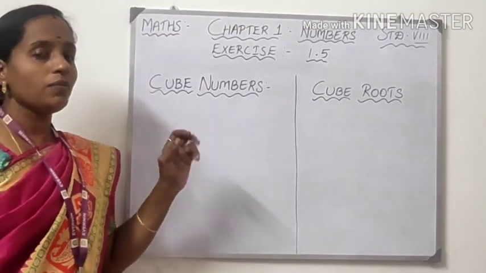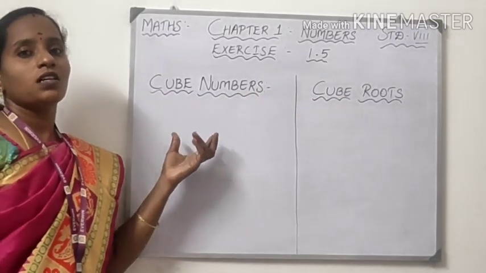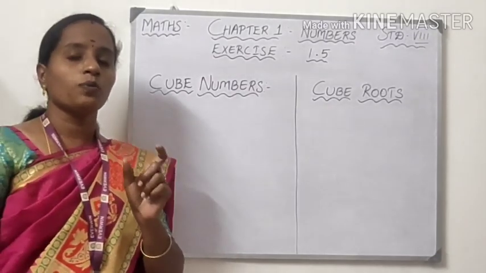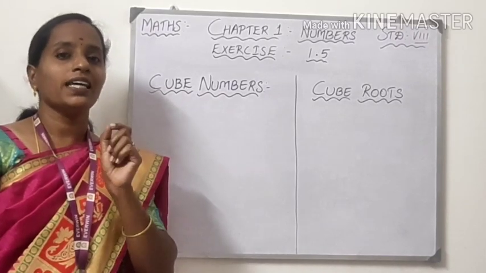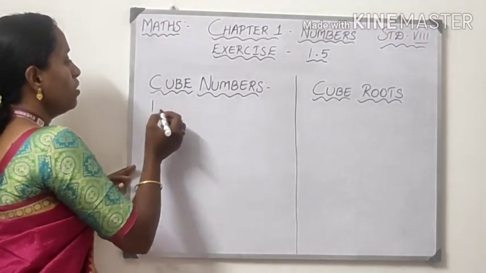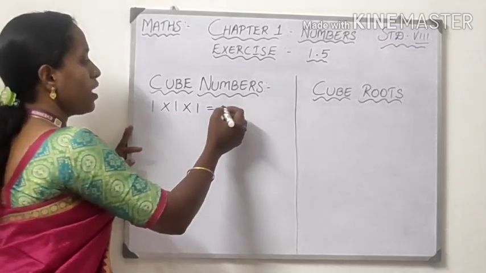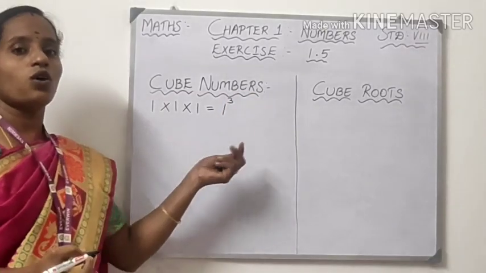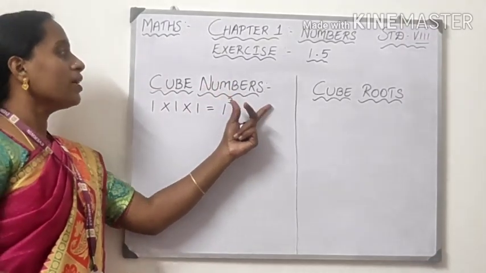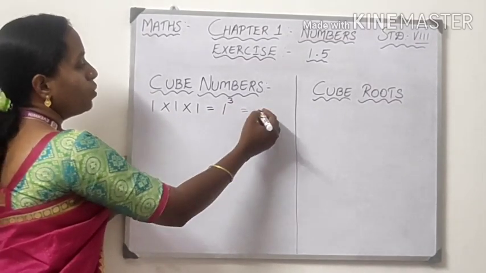To start our exercise, let us know what are cube numbers and what are cube roots. Before learning what cube numbers are, first let us know what is meant by cube. Cube is nothing but when you are multiplying anything 3 times. For example, if you take the number 1 and multiply it 3 times, 1 into 1 into 1, this can be written in the form 1 cube. So this is called cube. The numbers that come under that category are called cube numbers. For example, 1 cube value is 1.